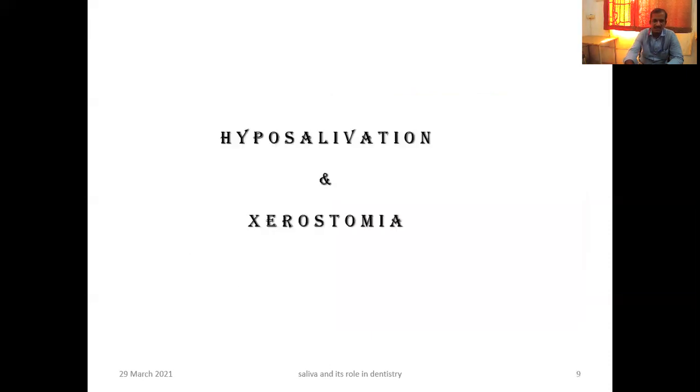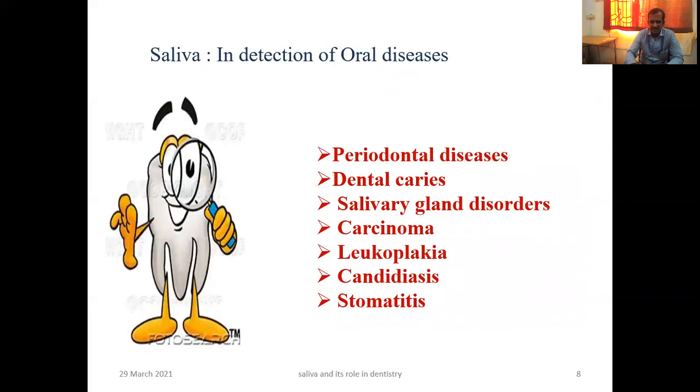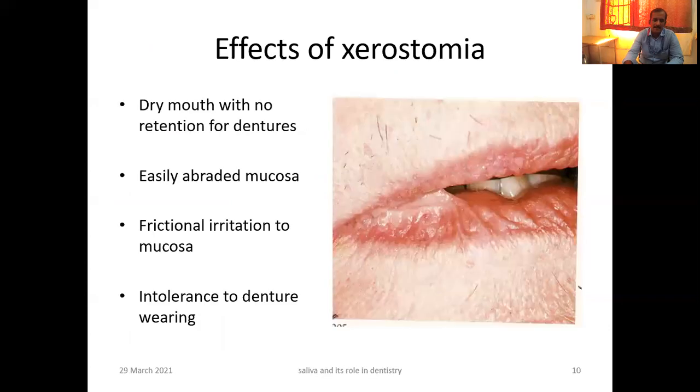So that is the effect of saliva in preventing caries lesions, periodontal disease, and the well-being of your oral mucosa. With decreased salivary flow, hyposalivation, mucosal abrasion will be more, ending up with recurrent mouth ulcers, making the patient more intolerant.